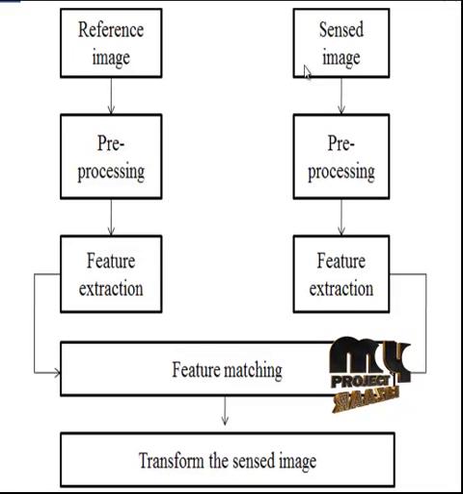The reference images and the sensed images were taken. The reference image is initially preprocessed, and the sensed images were also preprocessed. After preprocessing, the SIFT features were extracted from both of the images. The matching key points were selected. So this process is the feature matching process.